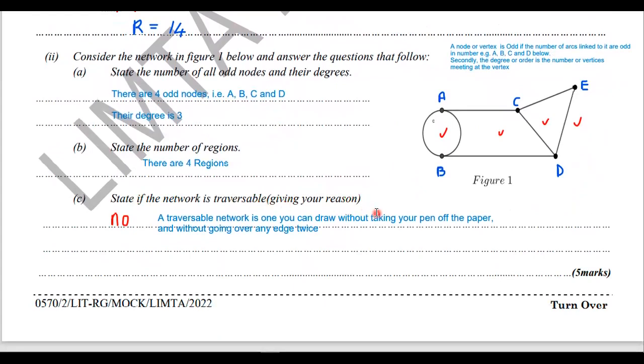traversable or not. A network is traversable if you can place your pen on your paper and continue to draw until you completely draw it without removing the pen to draw another part. Let's look at this. There's no way for us to draw this thing continuously and get to all the points without lifting the pen. I need to remove the pen to draw this line, right? So since this is not possible, we say this network is not traversable. It's not traversable because you cannot put your pen and draw continuously.